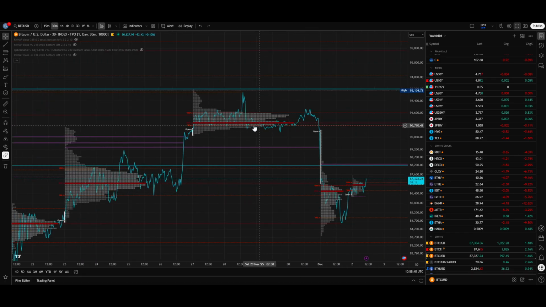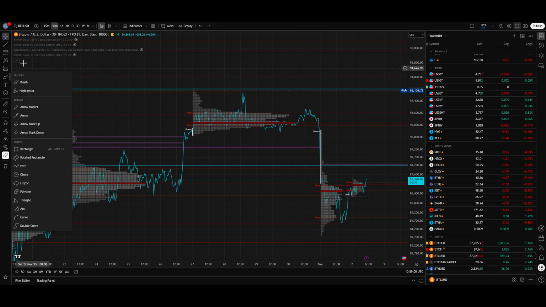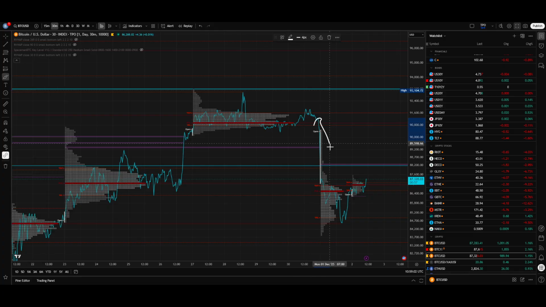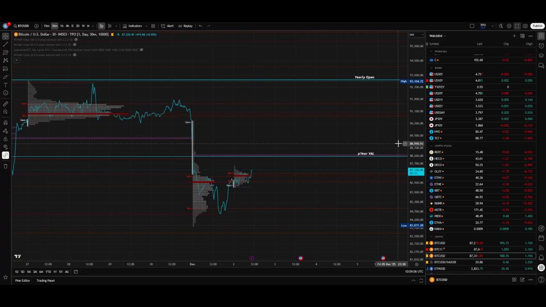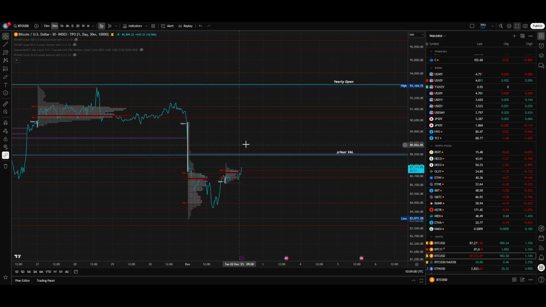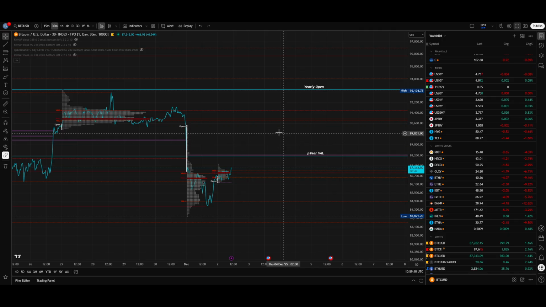Price went right down to the value low after, failed to really hold against this POC. Retested the POC, attempted to break out of the value area high, but ultimately bounced off the POC again, curving up and coming down, right? So we have a lot of single print action here. The single print, ironically, is right here at the previous year value area low.